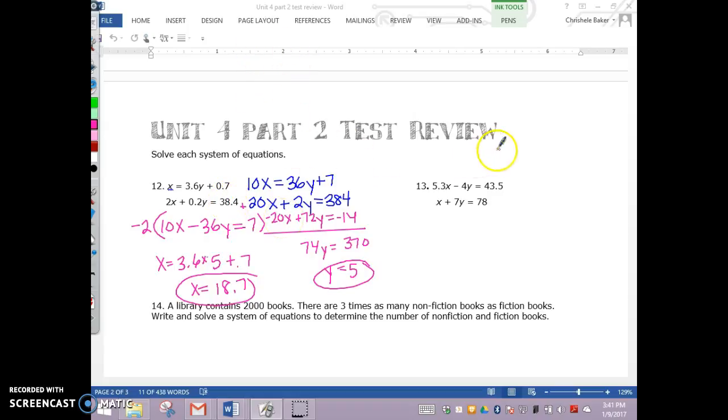I'm going to do the same thing on here. I'm going to multiply all of these by 10. So 53x minus 40y equals 435. Oh, this is ugly.